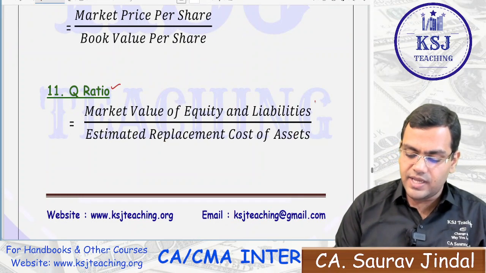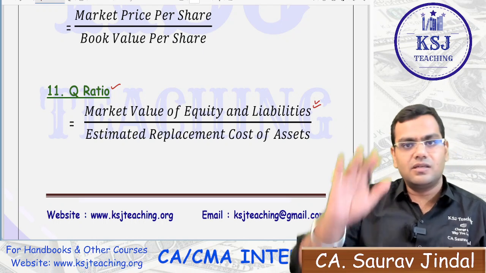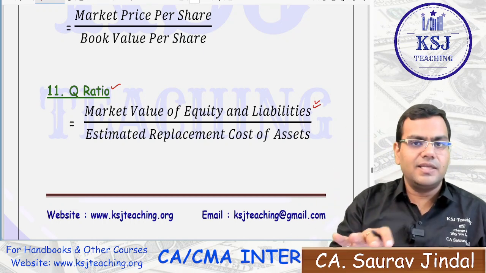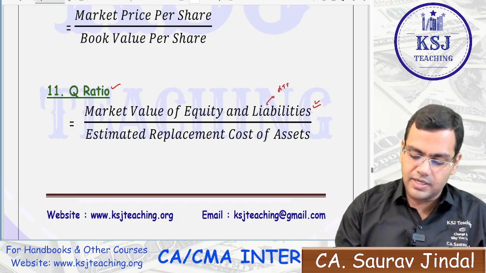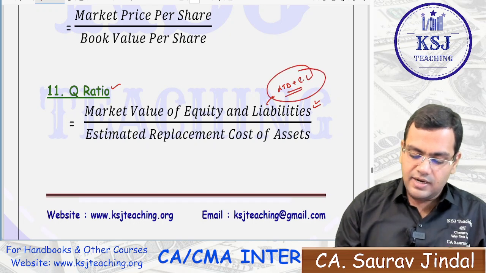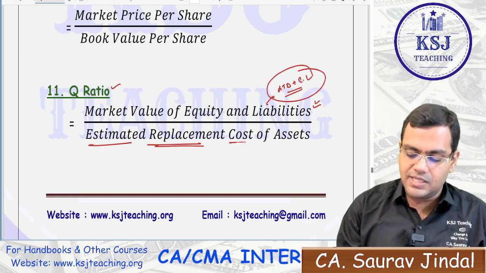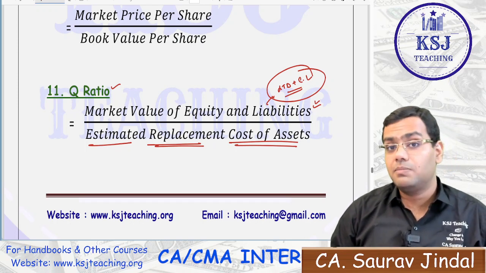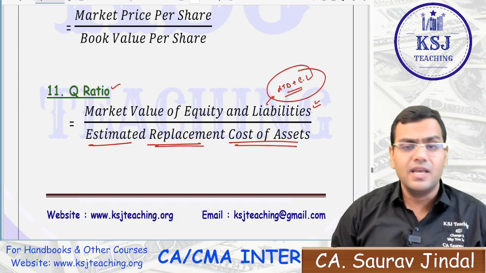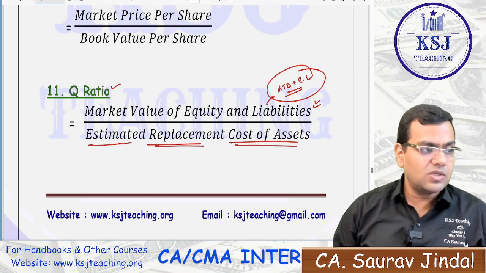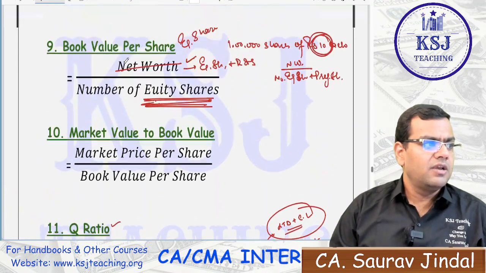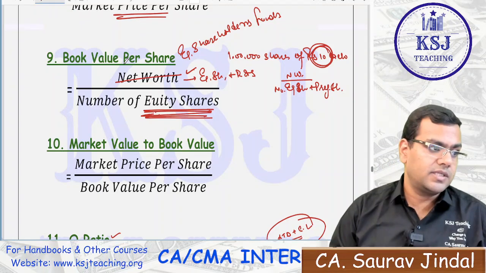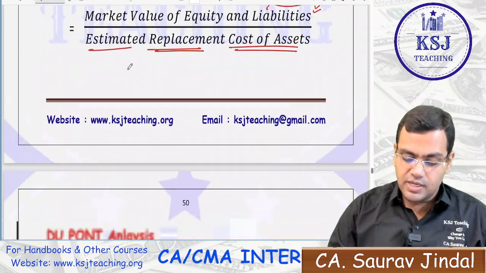Market value of equity and the liabilities, right? That is the total equity and the liabilities. Liabilities include the long-term debt and also the current liabilities, divided by the estimated replacement cost of the assets: if you go to the market to replace the asset, at what price will you be able to replace it, and whether you have sufficient liabilities and equity on that side. That is known as the Q ratio. Not very important, not required to be focused on. Rest all the ratios are very important, including market value to book value per share.